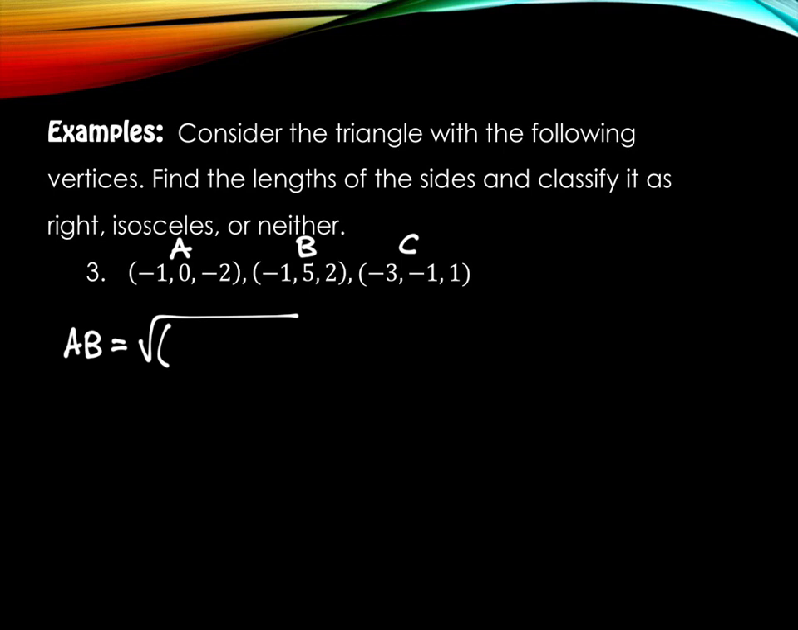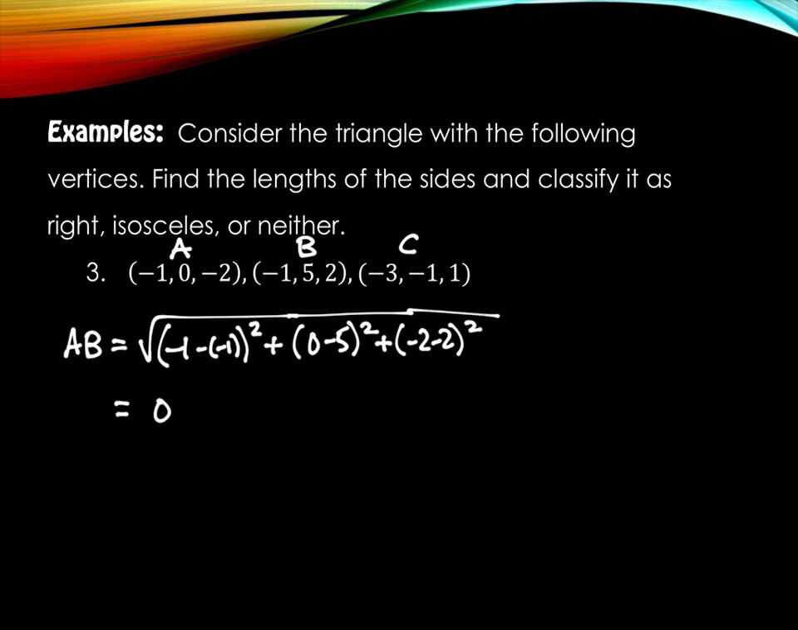So if you'll notice, the x values for A and B actually match, correct? So we have -1 minus -1. That one's actually going to be 0. The y values, is 0 minus 5, so that one's going to be 5. And then the z values are -2 minus 2, so that one's 4. Squared, that's 4. So the first one is 0. The second one is 4 squared. And then, 5 squared, and the last one is 4 squared.